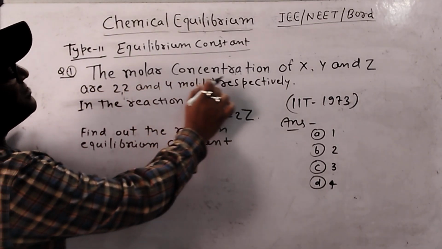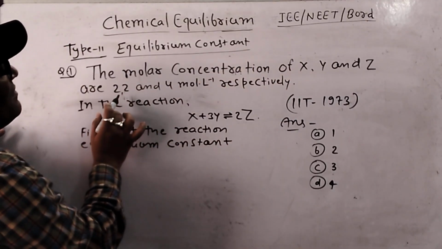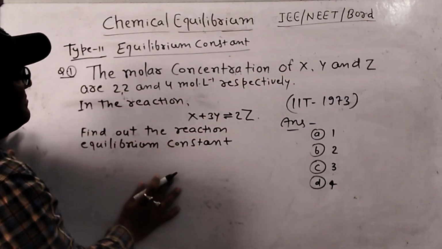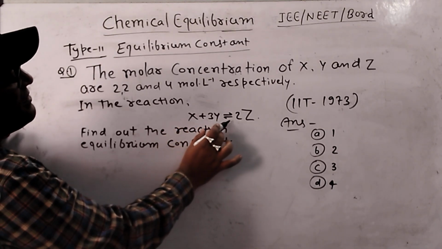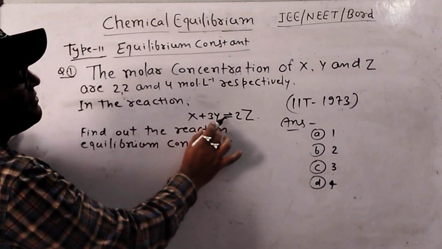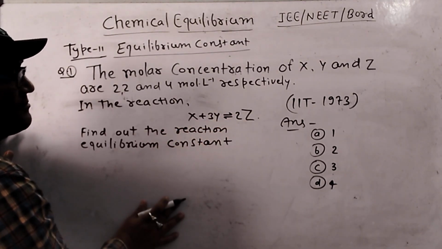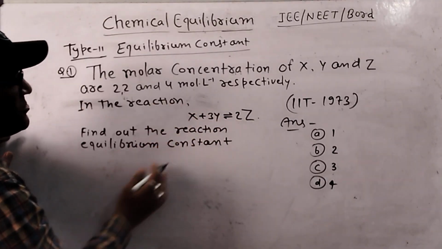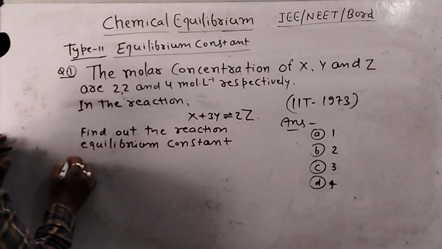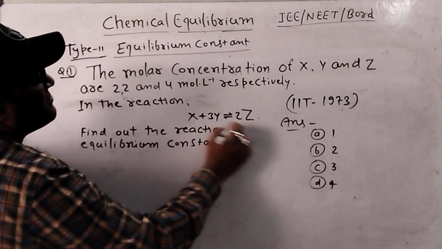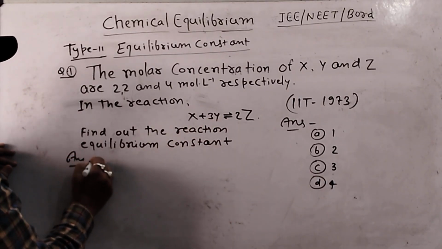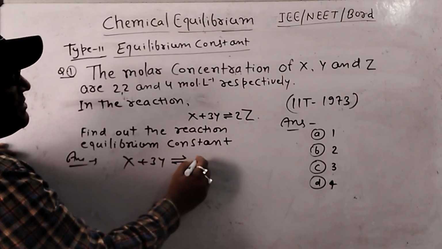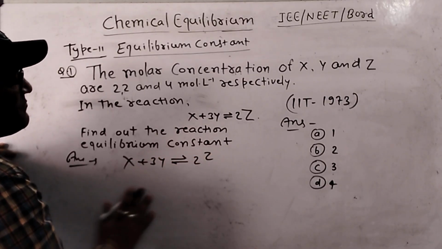The molar concentrations of X, Y, Z are 2, 2 and 4 mole per liter respectively in the reaction X + 3Y ⇌ 2Z, where 2 moles of Z product are formed. Find the equilibrium constant of the reaction. So first I can write this reaction: X + 3Y ⇌ 2Z.